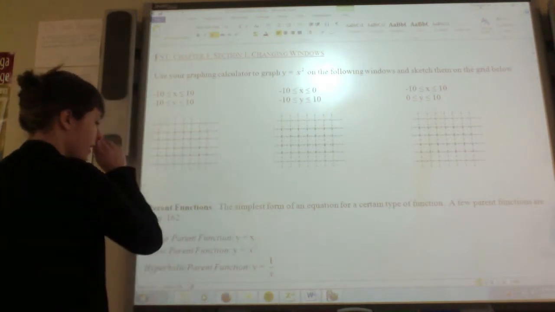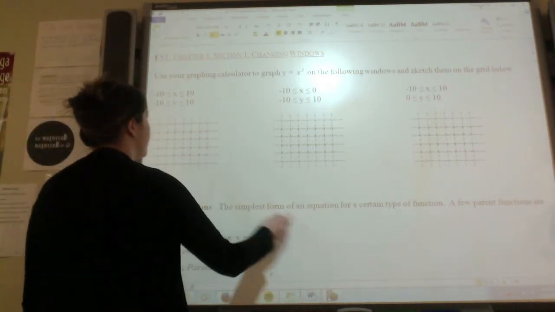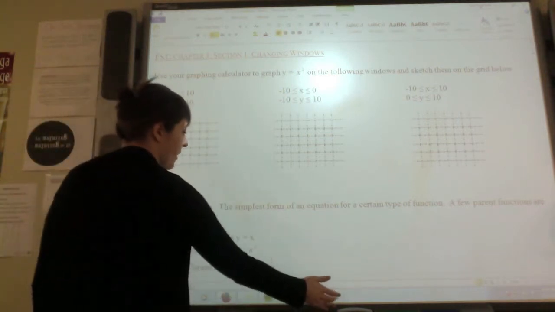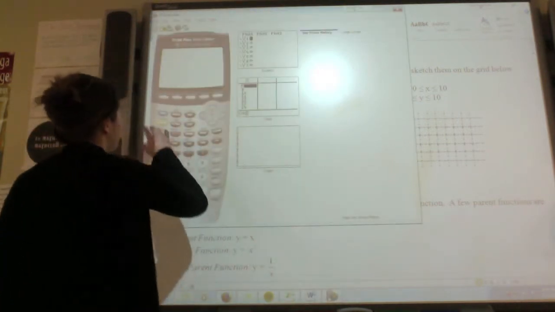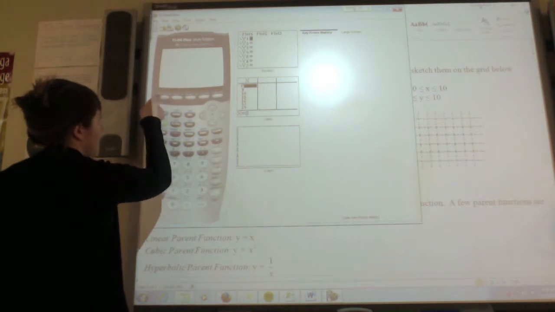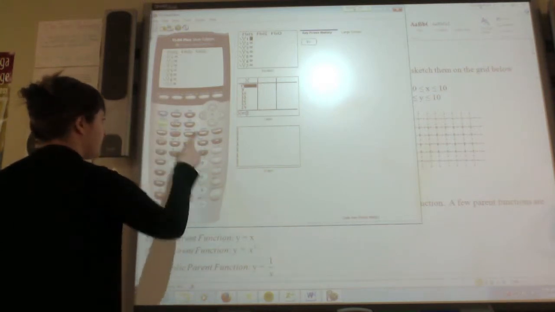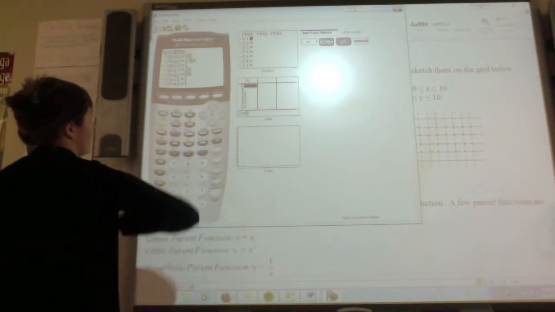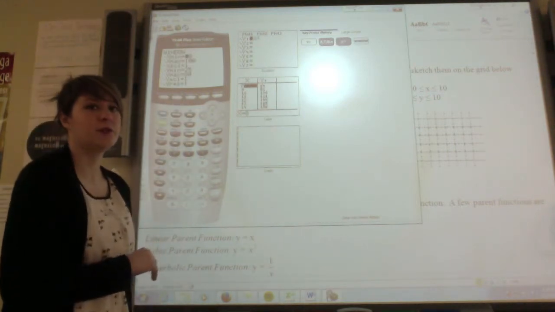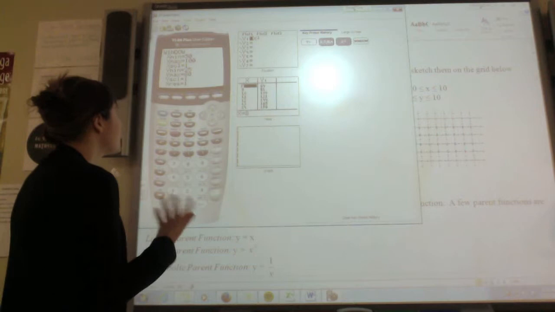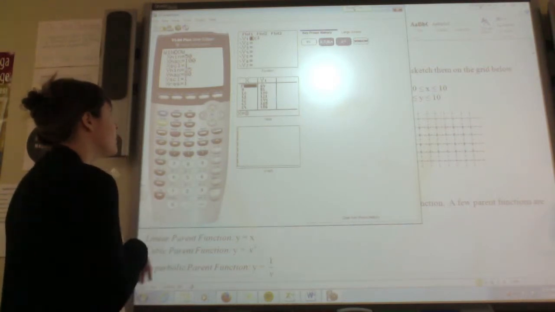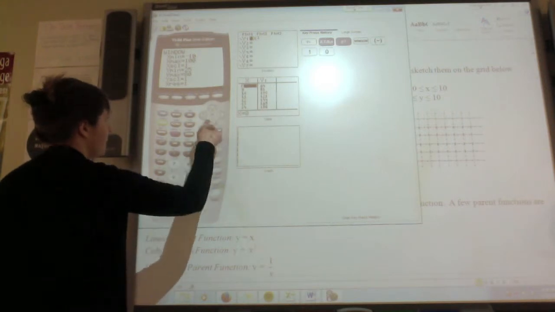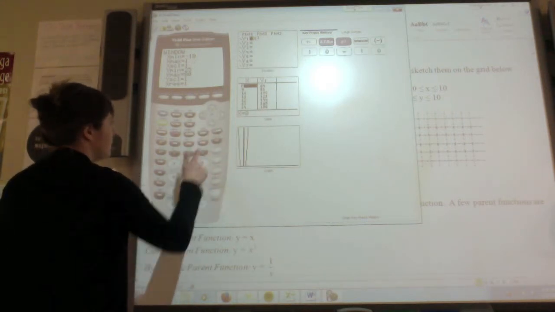So if we want to graph y equals x squared on our graphing calculator, and I want a window from -10 to 10 and -10 to 10 for my y's, I'm going to hit the y equals button and type in x squared. Then I'm going to hit the window button, and this is where you can change the window to whatever you want. Notice that for my x values I'm going from -10 to 10. So my x min I'm going to go -10, my x max I'll go to 10.